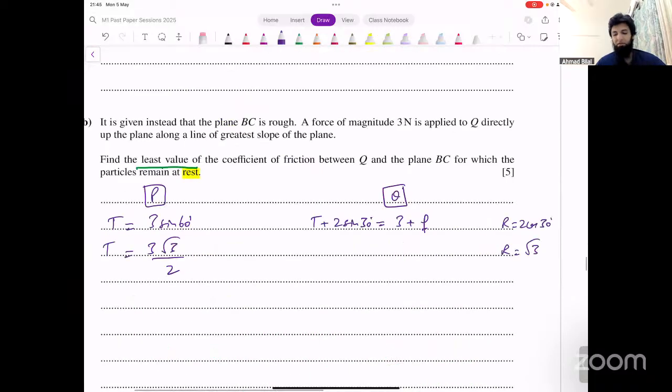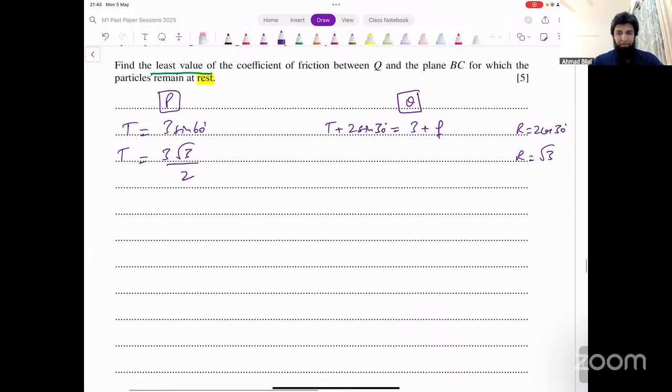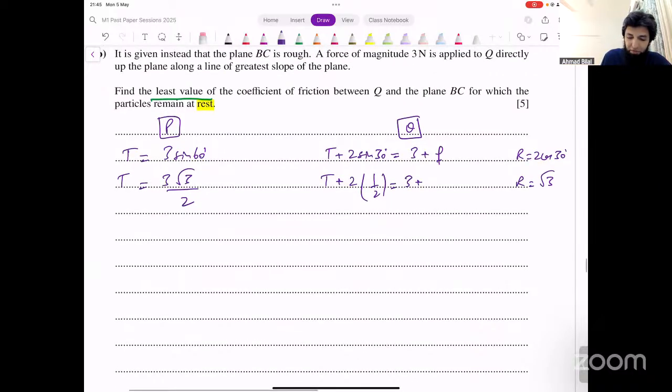Right? That's another equation that we get. Now, let's simplify everything and see what that gives us. T plus 2 into 1 over 2 equals 3 plus F. Since we're looking for the least value of mu, we consider the limiting equilibrium case, right? Whenever we're looking for extreme values of something and there's friction involved, we consider limiting equilibrium.